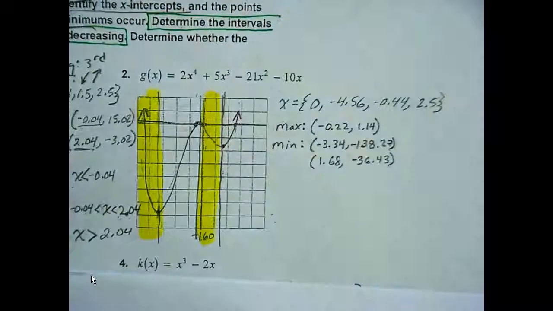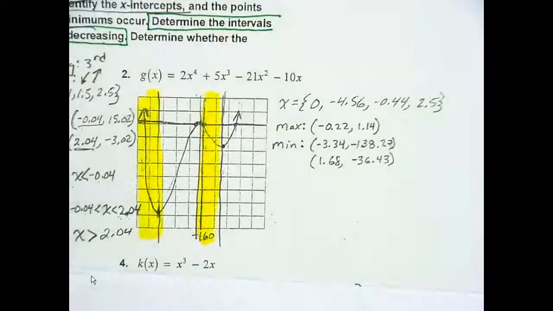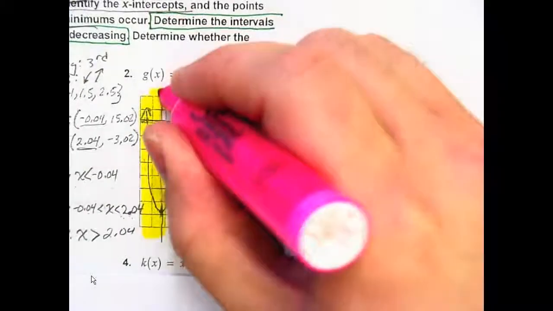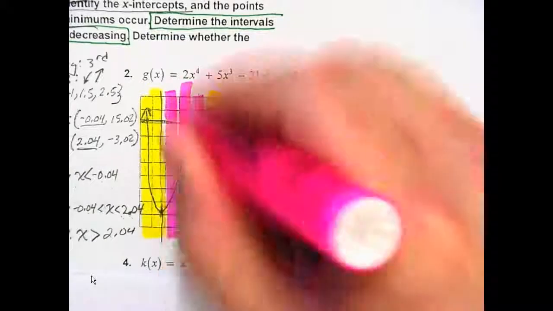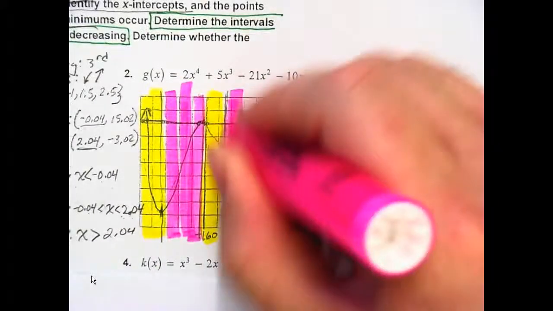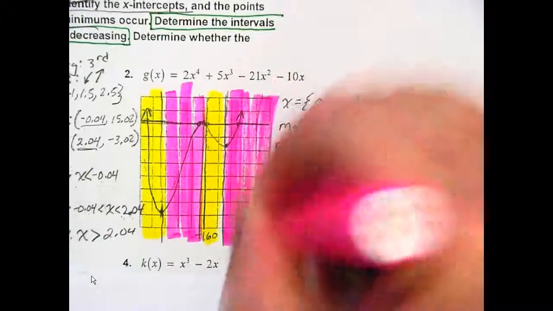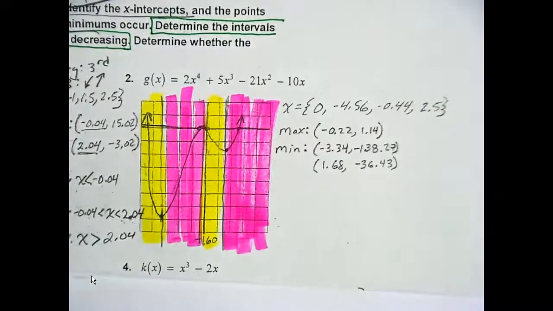Okay, what's happening in the yellow sections there? Good, it's decreasing. Okay. In the pink areas we have increasing. All right. Feels cool to color inside and outside of the lines all at once. Feel pretty special.